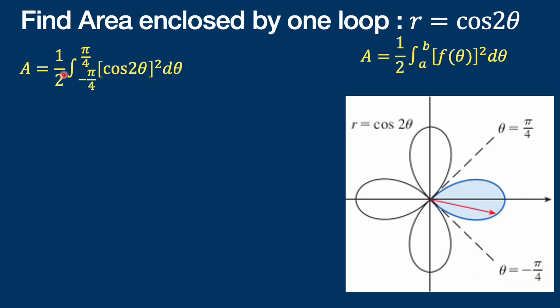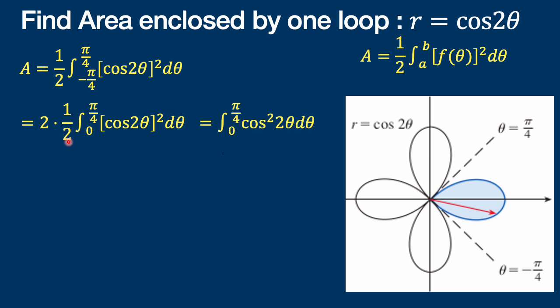So we have area going from negative pi over 4 to pi over 4, with a factor of 1/2. That's the one loop. We want to find the area. Now, look at this: 0 to pi over 4, and 0 to negative pi over 4. These two areas are exactly the same. So I'm going to use 0 to pi over 4, times 2. So the 2 and 1/2 cancel out.